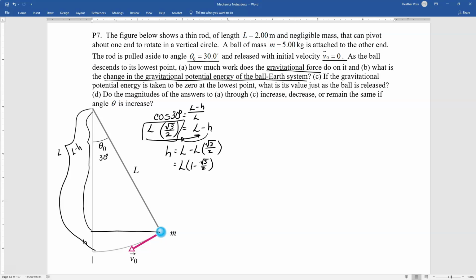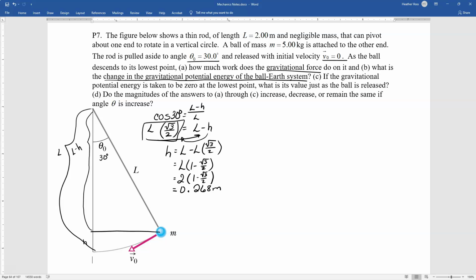Now, why am I keeping this like this? Because eventually this will be a different style of problem, and so you're seeing that algebraic manipulation. So I have 2 times (1 minus the square root of 3 over 2), and that is going to give me my height. This height is about 0.268 meters. I'm keeping an extra decimal point in case I need that.